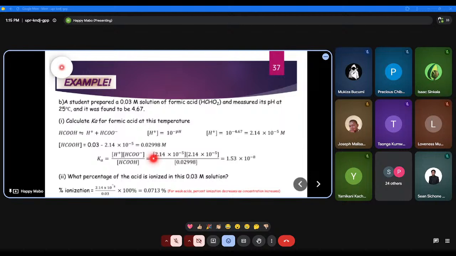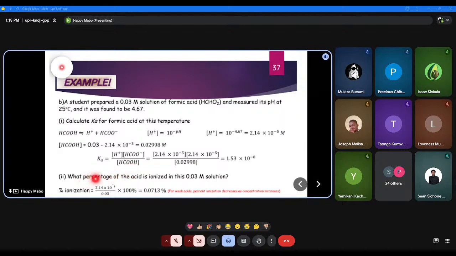So you see that the concentration of hydrogen ions and the concentration of formate ions, the two concentrations, are the same. That's why we have that concentration and that one. Then we are dividing by the concentration of what would have remained in solution of formic acid, and we see that the Ka value is equal to 1.53 times 10 to the power negative 8, with no unit. Don't add any unit at this stage.